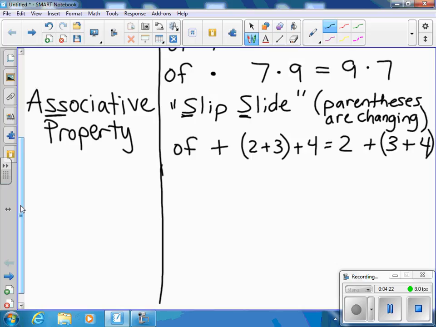Okay. If you're using the friend analogy or way to remember it, 2 and 3 are friends on the left side of the equal sign, and on the right side of the equal sign, they are no longer friends. 3 and 4 are now friends. All right. So basically, you leave one friend behind and go pick a new friend out on the other side. All right.